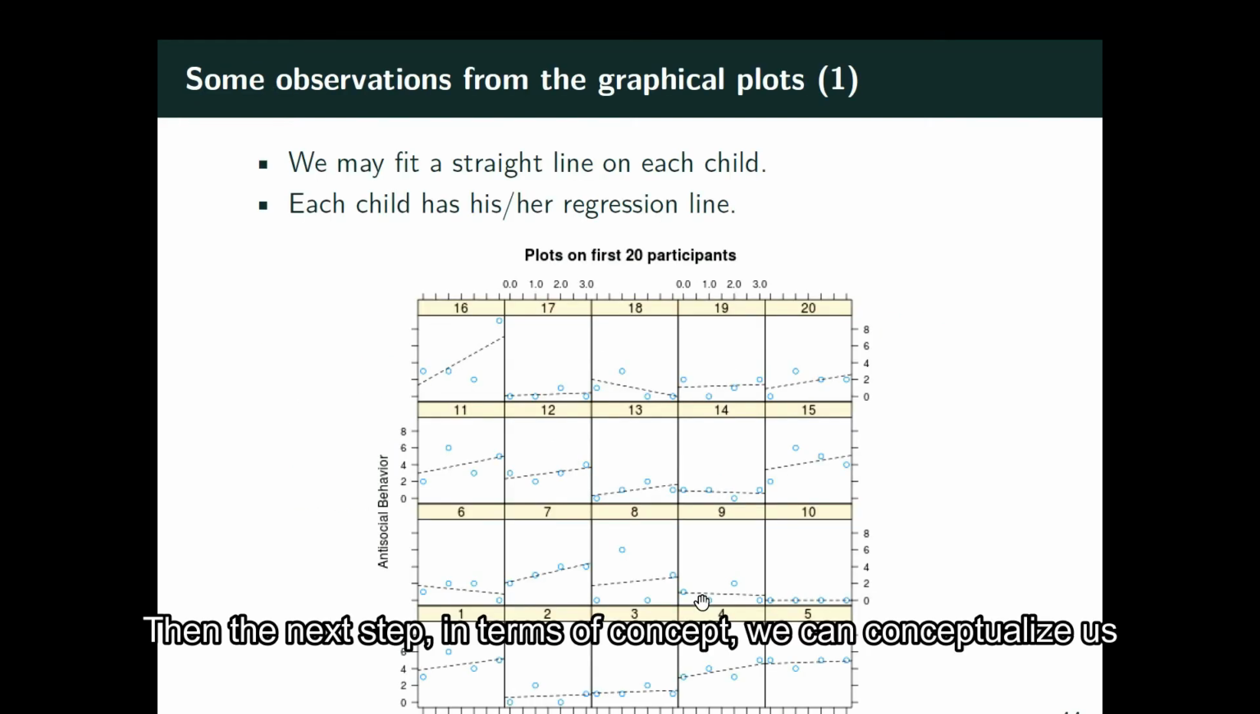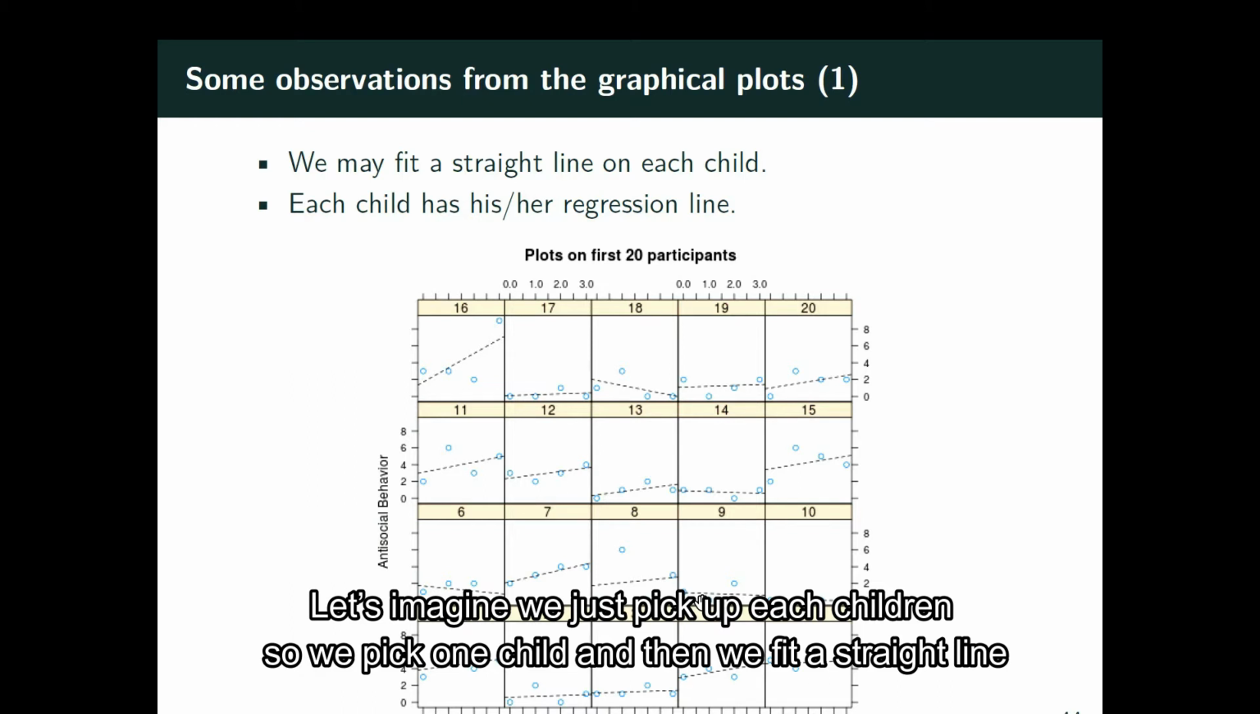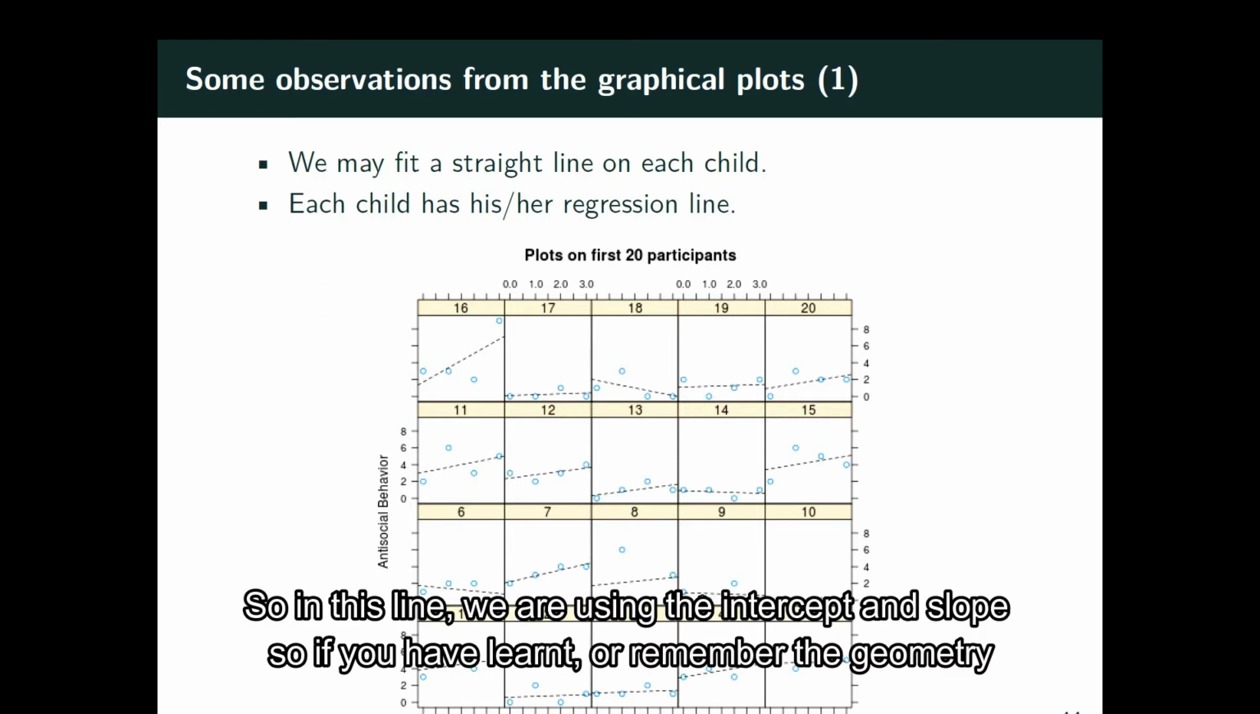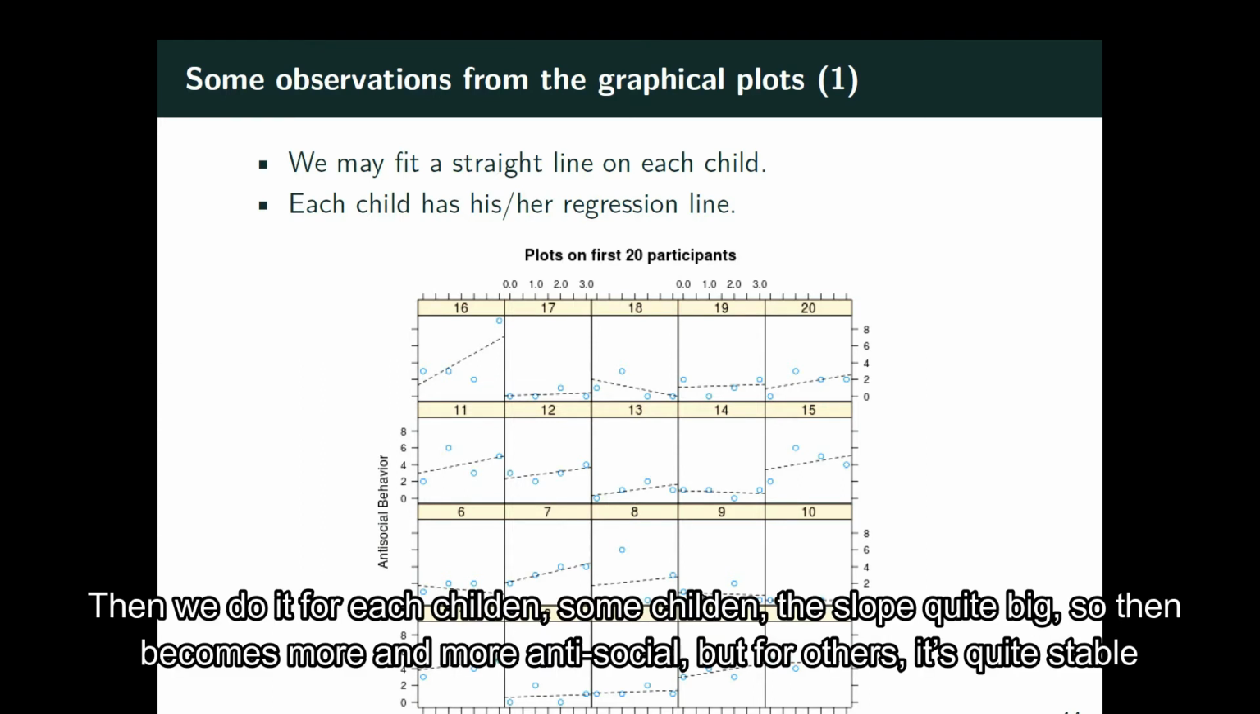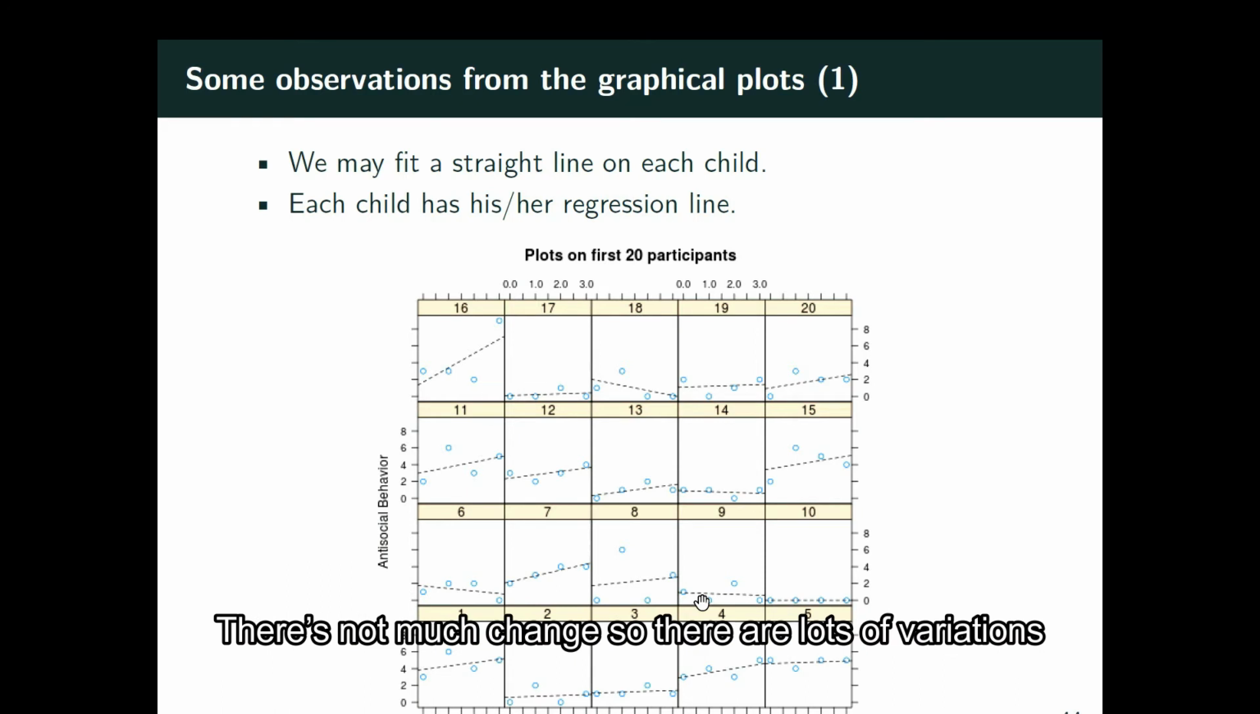Then the next step, in terms of concept, we can conceptualize it this way. Let's imagine we pick each child, and then we fit a straight line. In this line, we are using the intercept and slope. If you remember geometry, in order to draw a straight line, we need the intercept and the slope. Then we do it for each child. For some children the slope is quite big, so they become more antisocial, but for others it's quite stable. There's not much change.